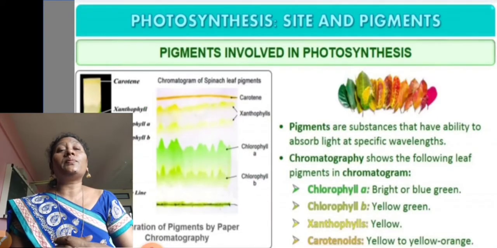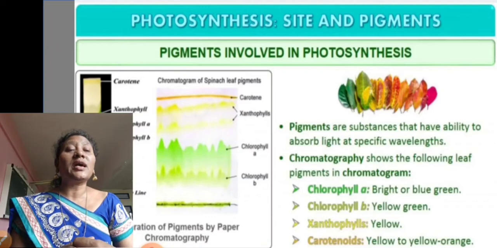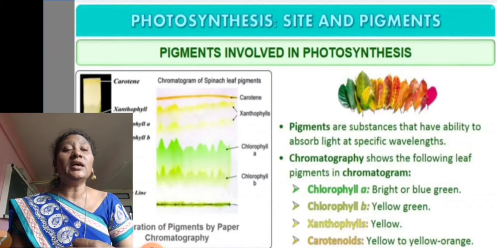So that is the photosynthesis site. Now the pigments involved in the process of photosynthesis. Pigments are substances that have the ability to absorb light at specific wavelengths. Chromatography shows the following leaf pigments in the chromatogram: chlorophyll a, bright or blue green, and chlorophyll b, yellow green.